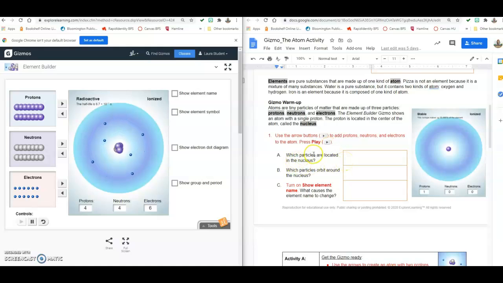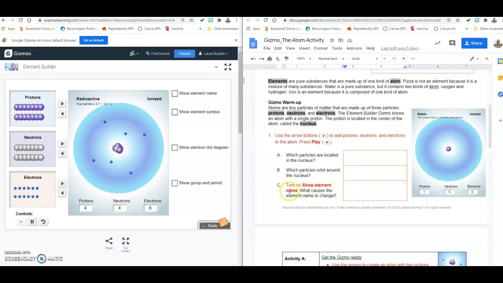A, which particles are located in the nucleus? The nucleus is the center of the atom. B, which particles orbit around the nucleus? Type your answer in here.